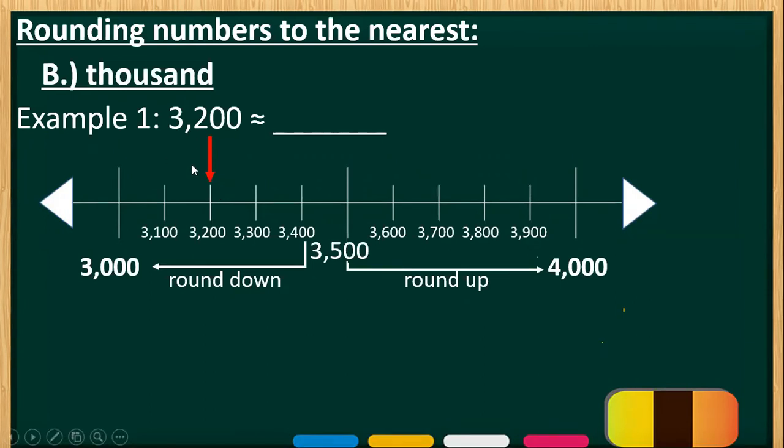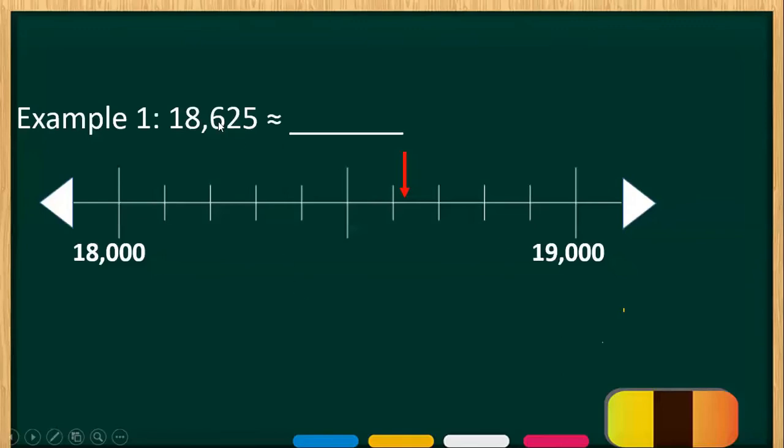Next, rounding numbers to the nearest 1,000. Okay, so example 1, 3,200 rounded off to the nearest 1,000 equals blank. We have number lines here from 3,000 going to 4,000. The middle of the numbers is 3,500. And our 3,200 is found here. What will be the correct answer? 3,000. 3,000.